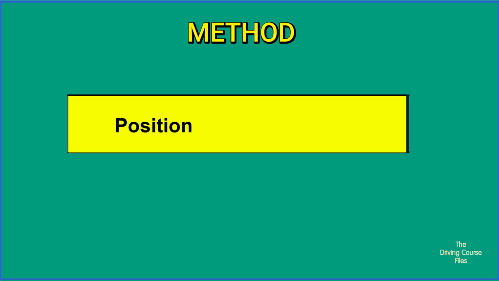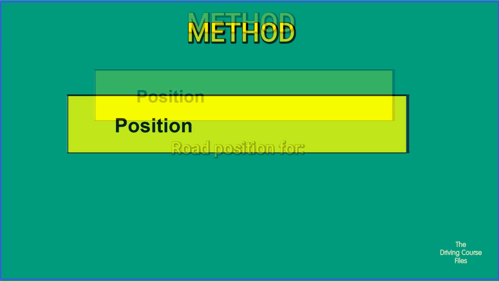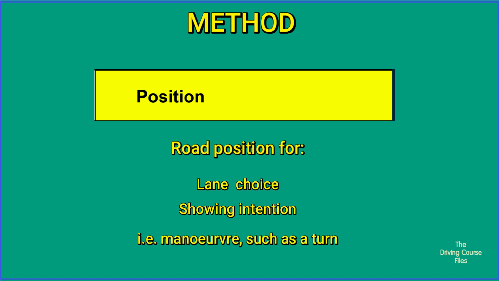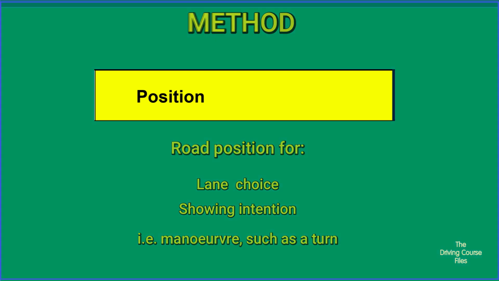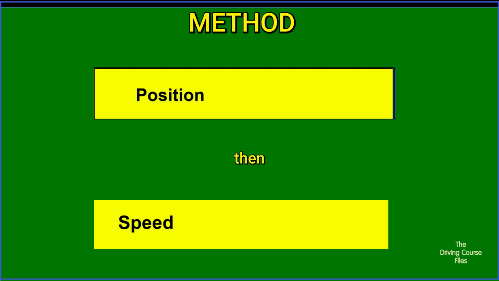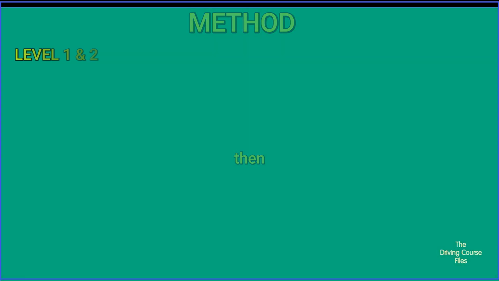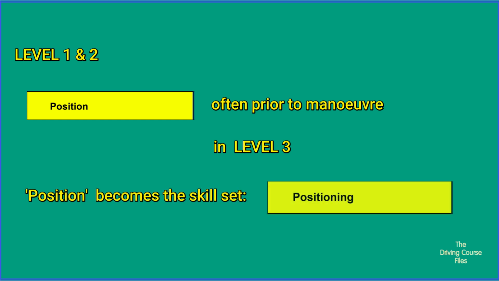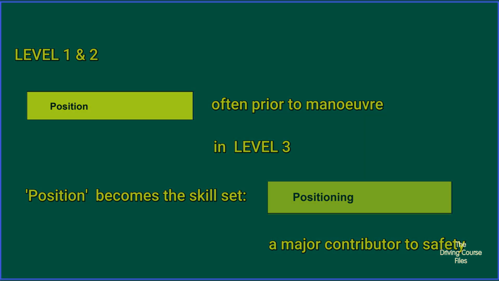Before that, it may be necessary to have a position. It can be one which not only prepares us for an event, such as the choice of lane when approaching traffic lights or a roundabout, but it can also indicate to others what we might be intending to do, such as being just left of the centre line before a right turn. This gives us our second building block, so we now have position, then speed. In levels 1 and 2, position is about the basic choice of a position, often prior to a manoeuvre. In level 3, position becomes the skill set positioning, which is a major contributor to safety.